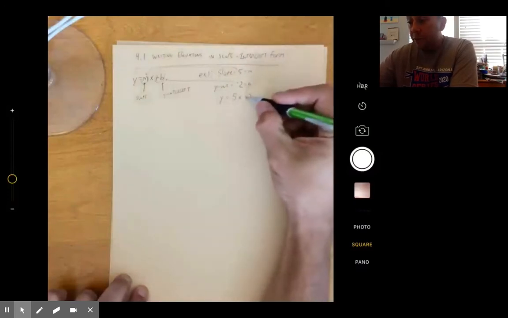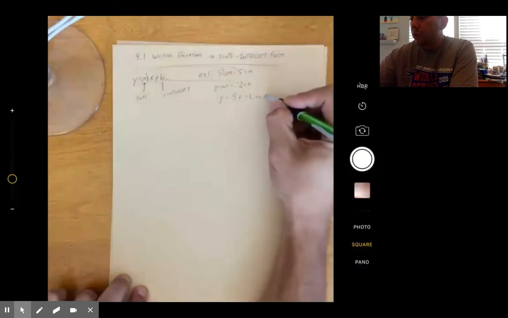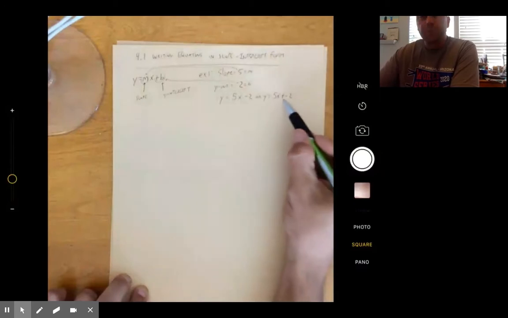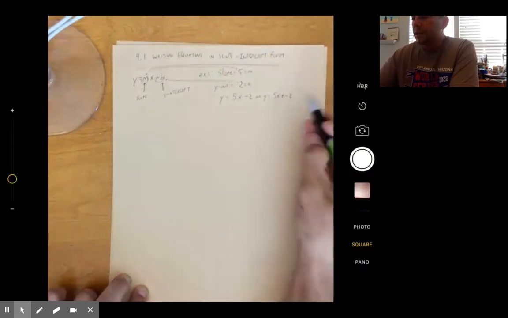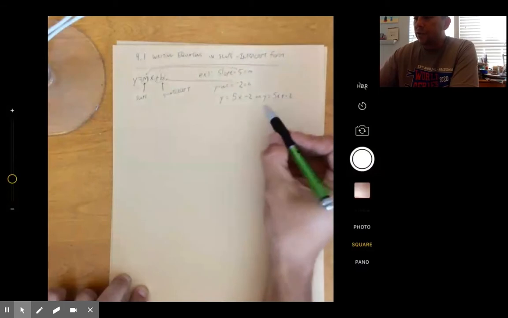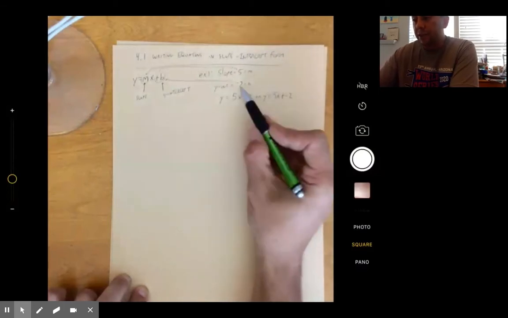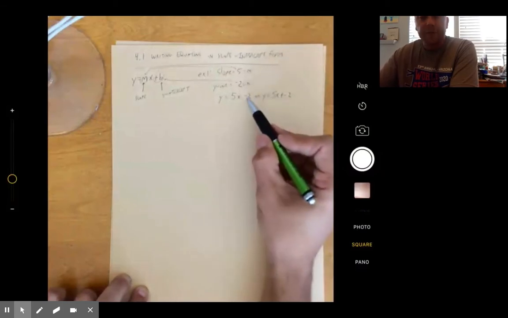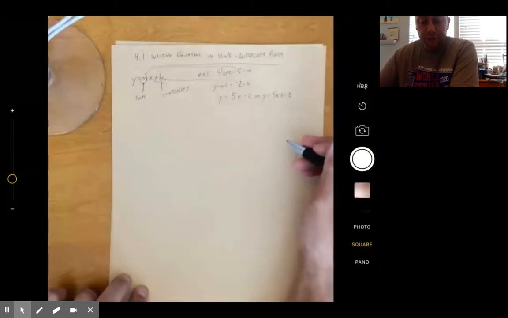Now, you do not have to put the plus there, but if you do, it's not wrong. You just generally don't see it like that. So if you write it as 5x plus a -2, it's a little odd. Normally, if it's a plus sign, like if this was a +2, you just would have written plus 2. But since the y-intercept was -2, y equals 5x minus 2.